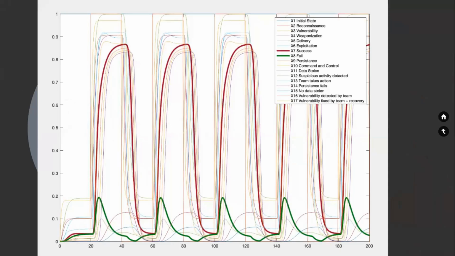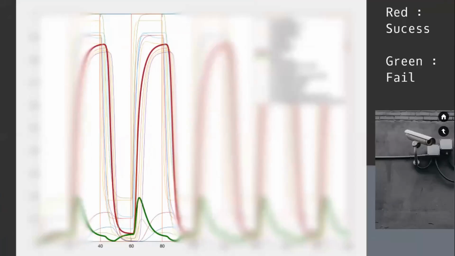Now let's look at the simulation results for our non-adaptive graph. As we can see here, there are many repeated attacks. This graph shows many repeated attacks over time, and each attack is a period of 40 seconds. So let's shift our focus to one attack only, so we can really see what's happening in there. So we have two curves, right? We have the red curve and the green curve. The red one shows the success of an attack, and the green one shows the failure of the attack.